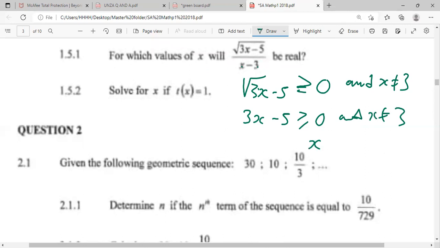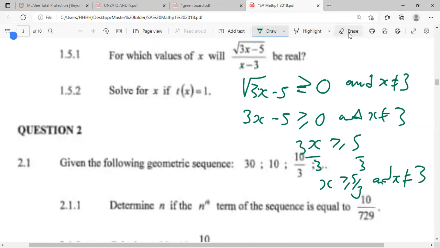So 3x greater or equal to 5, you divide by 3. x must be greater or equal to 5 over 3. And to emphasize, x must never be equal to what? 3. Then that will be real.